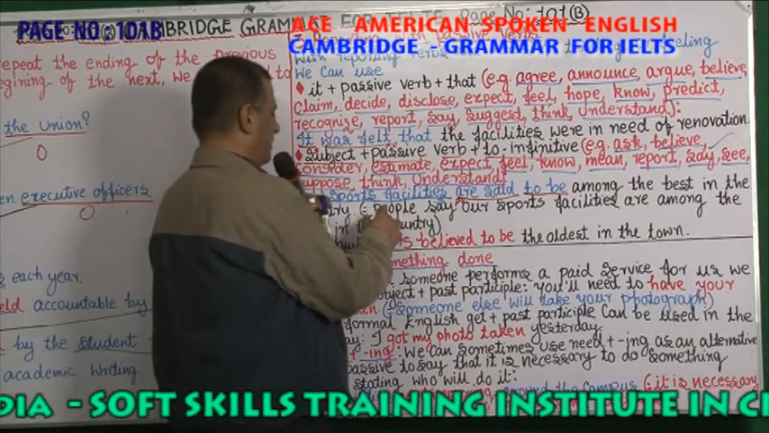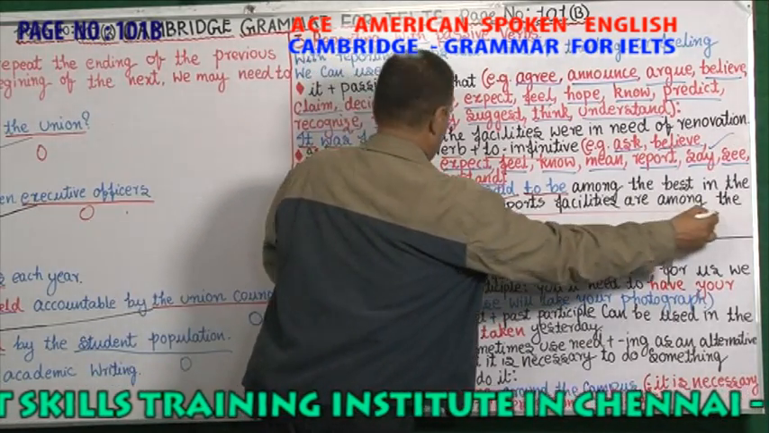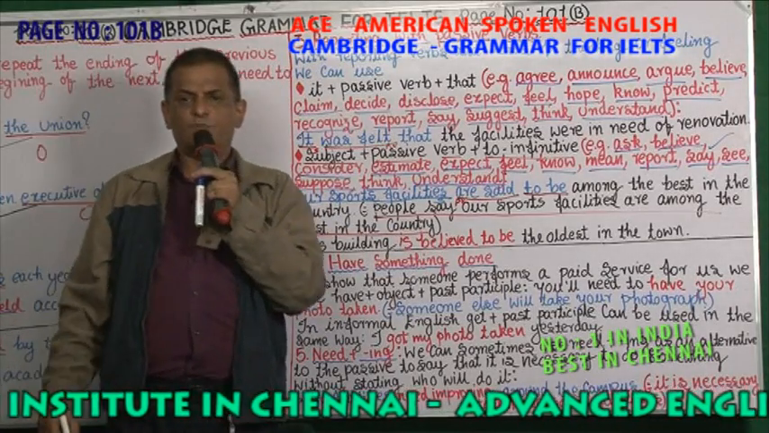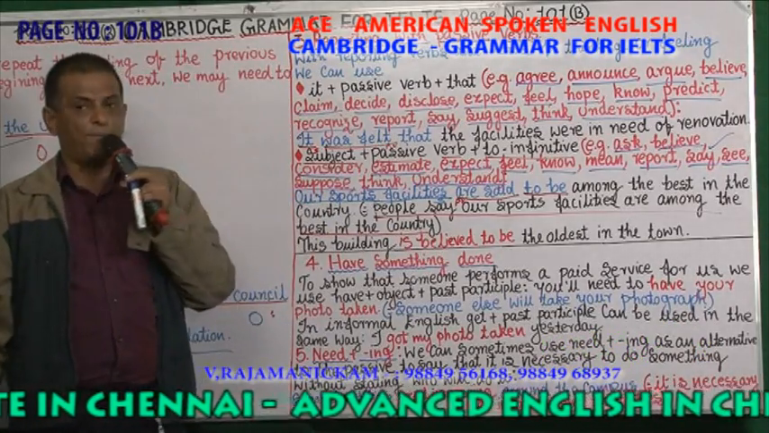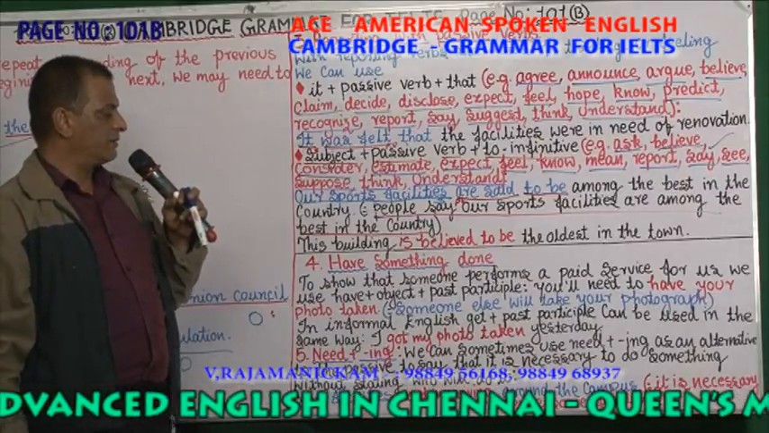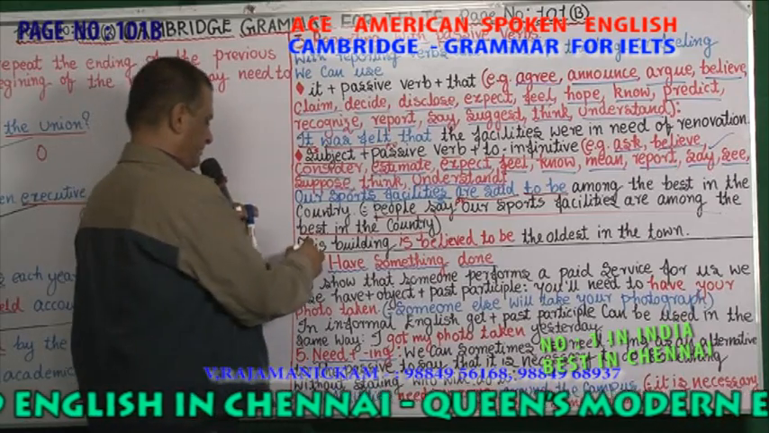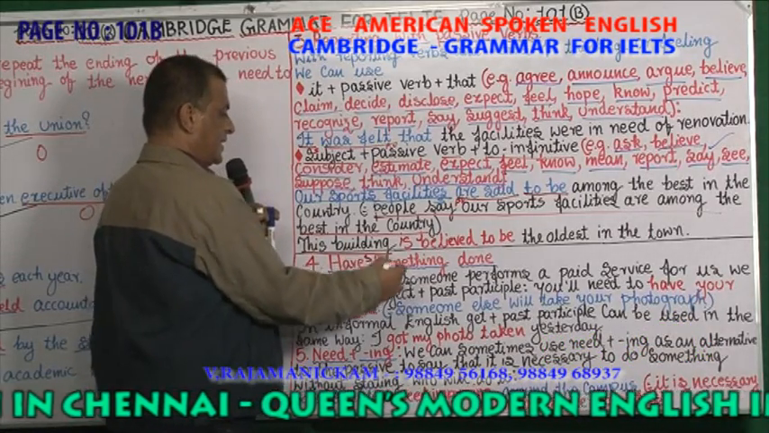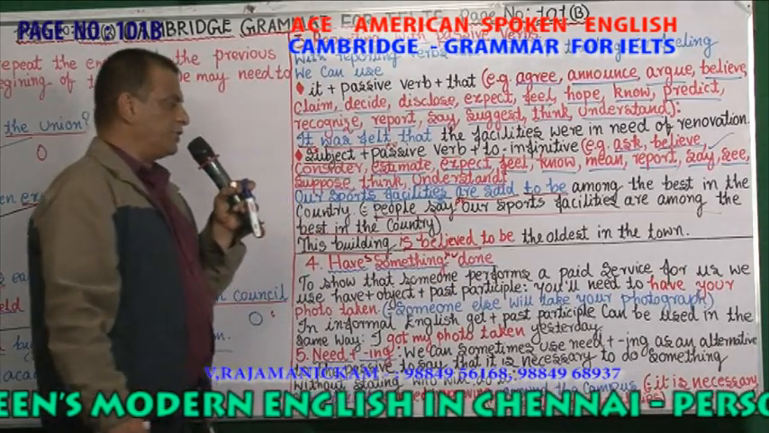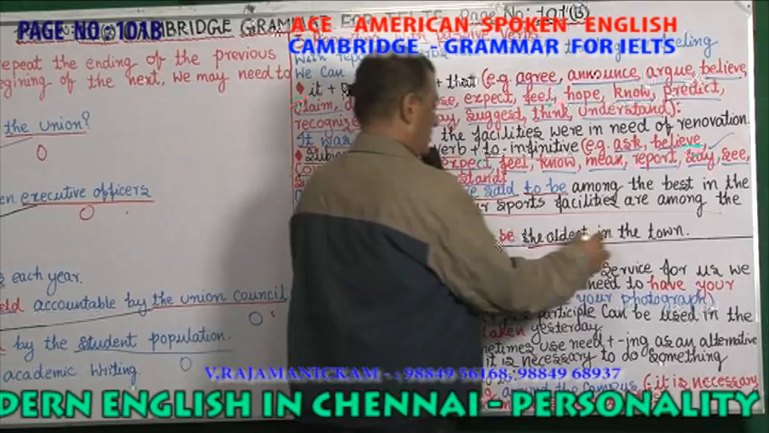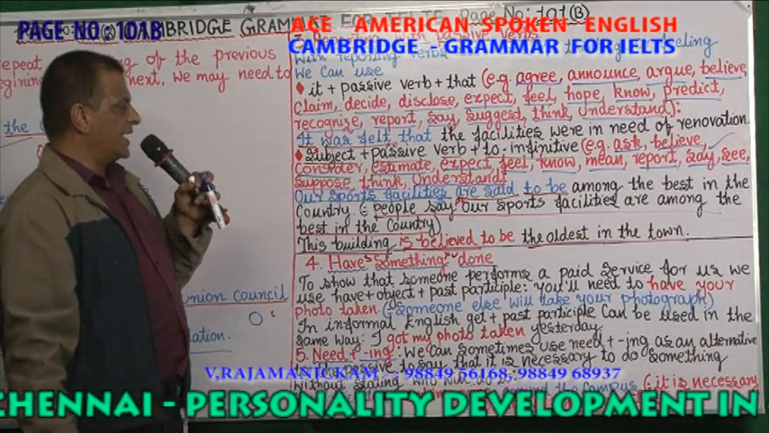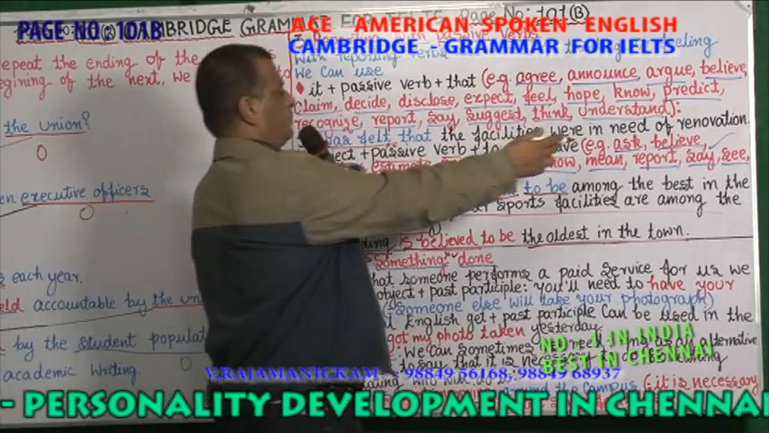What is the meaning of that? People say our sports facilities are among the best in the country, right? Our sports facilities are said to be among the best in the country. Okay, next, once again, any other sentence. This building becomes the subject, right? This building is believed to be the oldest in the town. Oldest in the town becomes the object, right? Okay, can you form a sentence using expect, feel, know, mean, report, say, or see?